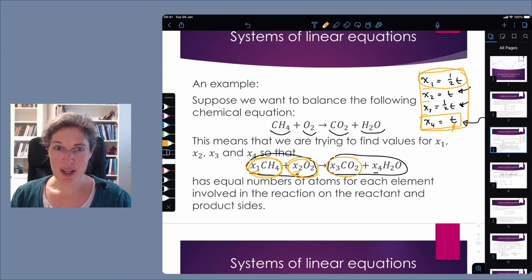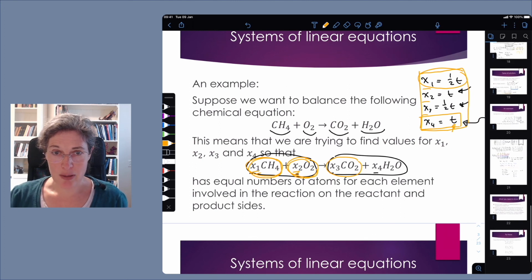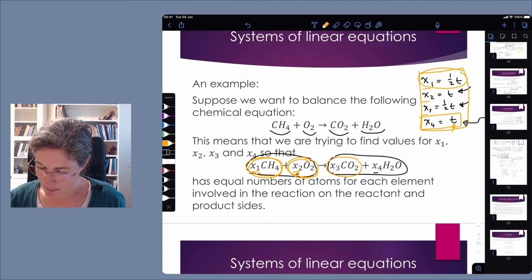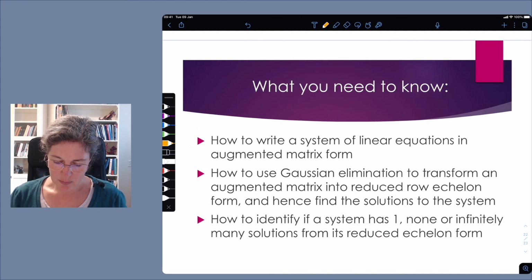Okay, so that is something that you might have to do in chemistry, but I'm not expecting you to do that in this course. So let's just clarify what you need to know.